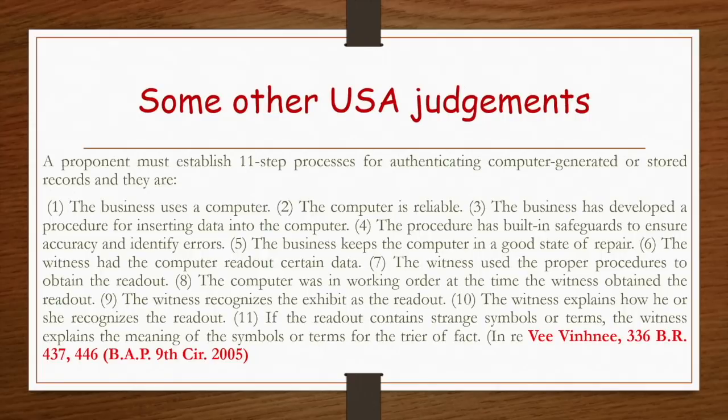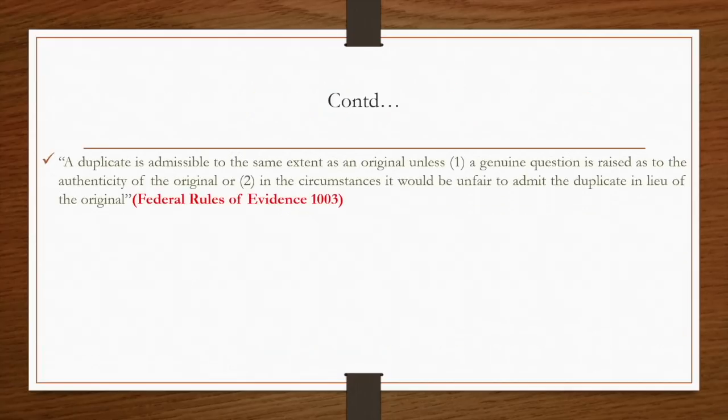the business keeps the computer in a good state of repair, the witness had the computer read out certain data, the witness used the proper procedures to obtain the readout, the computer was in working order at the time the witness obtained the readout, the witness recognizes the exhibit as the readout, the witness explained how he or she recognizes the readout. If the readout contains symbols or terms, the witness explains the meaning of the symbols or terms for the trier of fact. So we find this 11-step process for authenticating computer-generated or stored records. This is important.